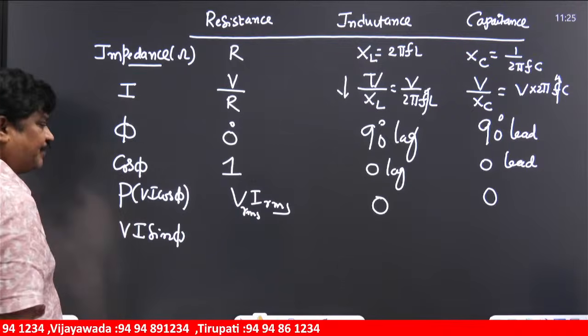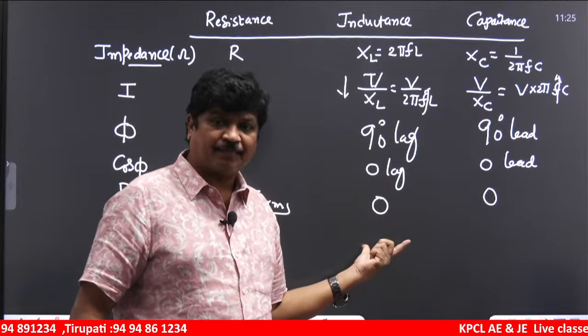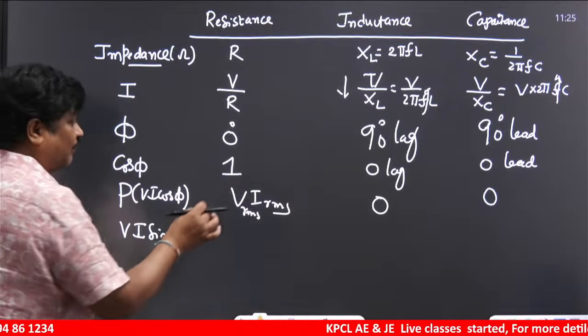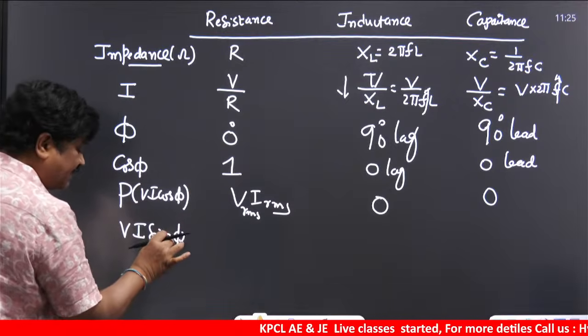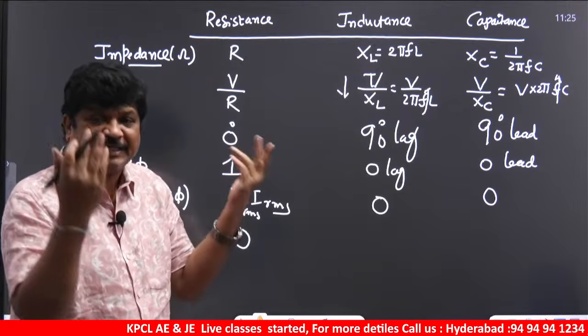VI sin φ. 99% they will ask only the active power question; this is only additional information. When φ is 0, sin φ is 0, so reactive power is 0, because a resistor is not a reactive element.